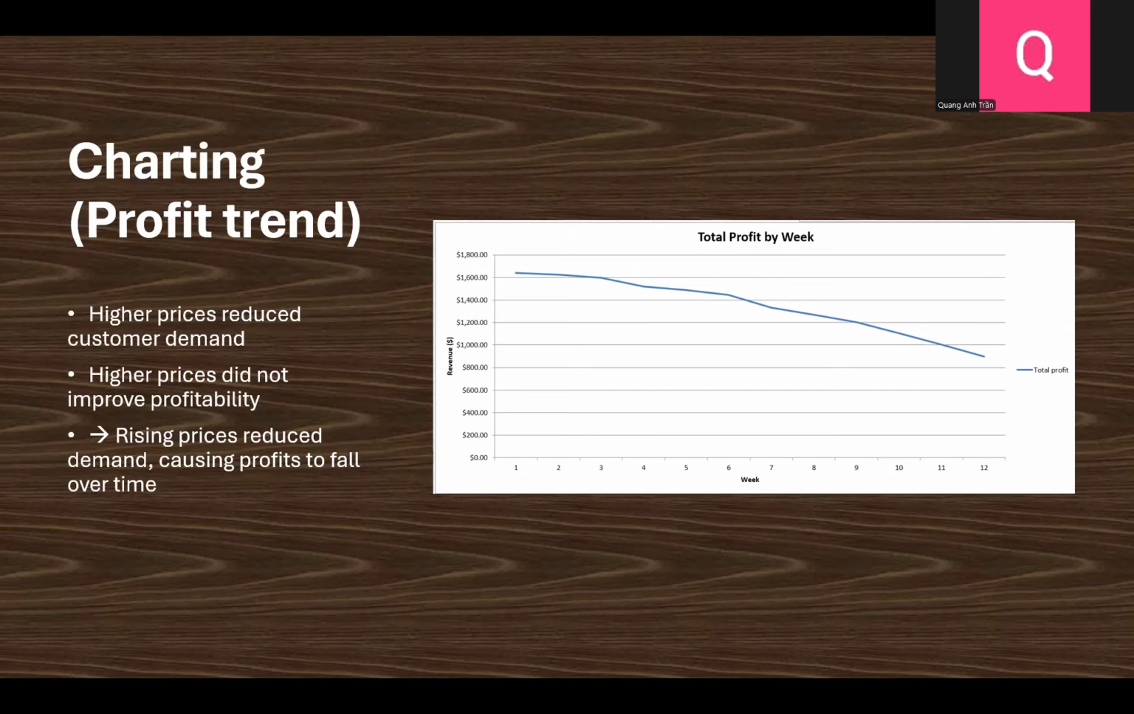This analysis highlights that simply raising prices is not a sustainable way to increase profitability. If prices rise too high, customers reduce their purchases, which negatively affects overall profit. This reinforces the importance of choosing a price close to the equilibrium or exploring non-price strategies to maintain profit.